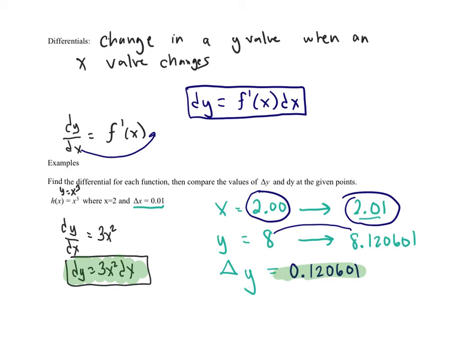So if I think of my differential, dy equals 3x squared dx, well, my dy is going to be an approximation of delta y. So my x value is 2, so I'll just do 3 times 2 squared dx. Now dx is how much the x changes, and we know how much the x changes. It's going to be 0.01. So if I do 3 times 2 squared times 0.01, I will get 0.12.